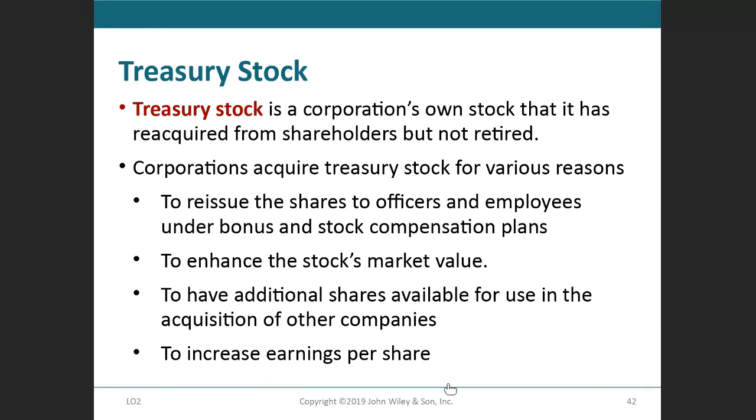And to increase earnings per share. So earnings per share is the total earnings divided by the number of stocks. If the number of stocks are less, earnings for each share will go up. So if they have purchased back some stocks, then the earning for each stock will increase because the number of stocks go down. You follow? How do you account for this?